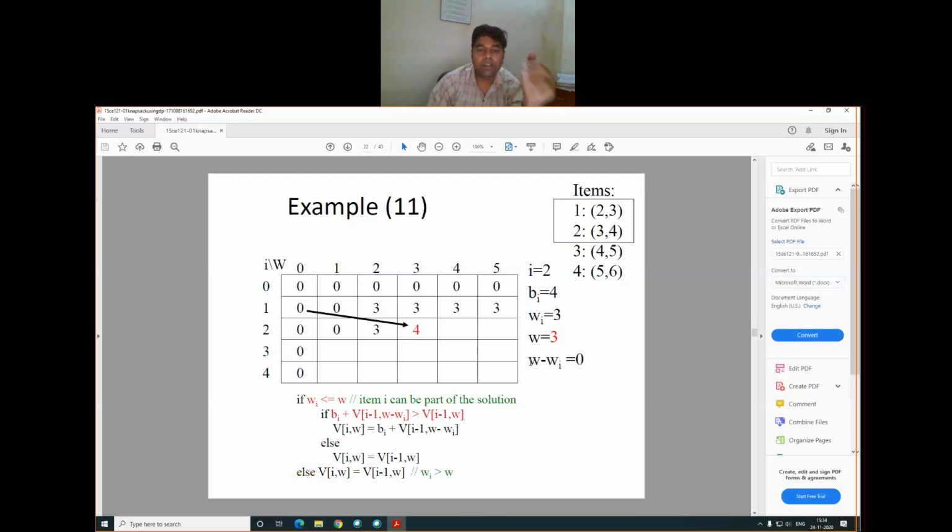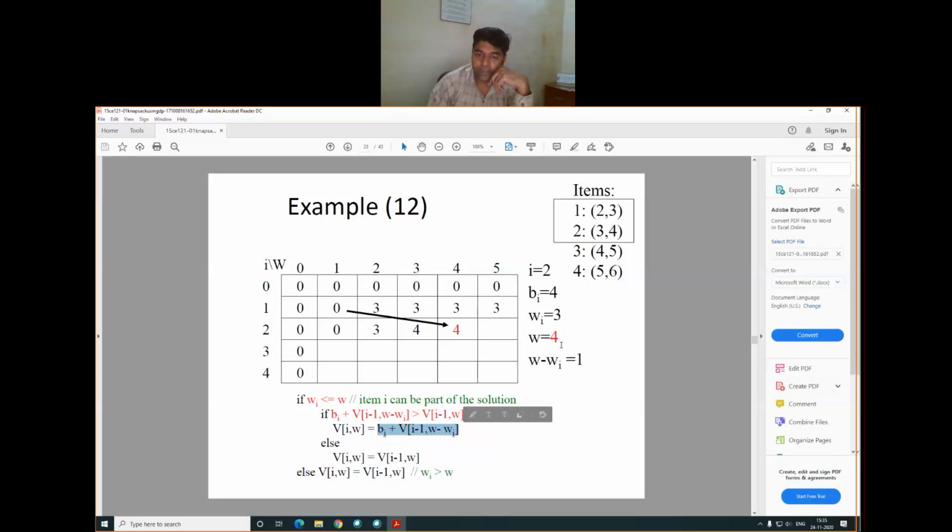The next step, we have w is equal to 3. Okay, so the first condition is true, and this condition is true. Further, this condition is true, so v of i,w will be computed by using this formula, and that will be 4. Okay, and next we have w is equal to 4 here, and w of i, this condition is true, and this condition is true after the computation. Okay, so v of i,w will come to 4 by using this formula.